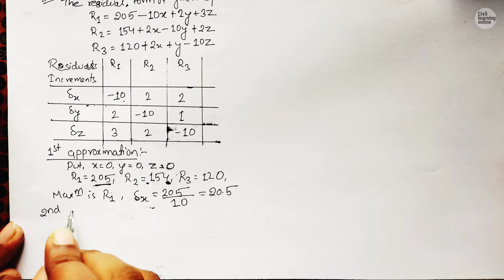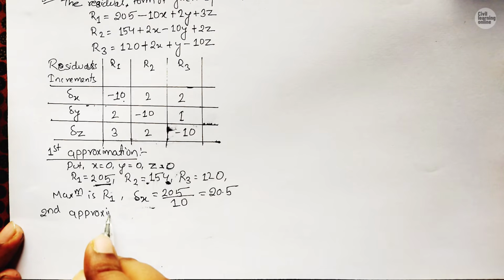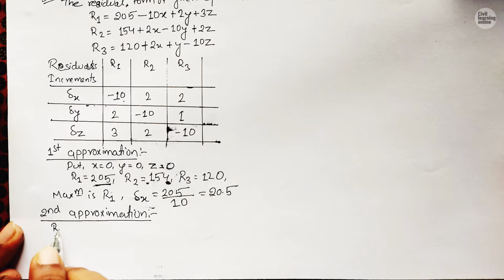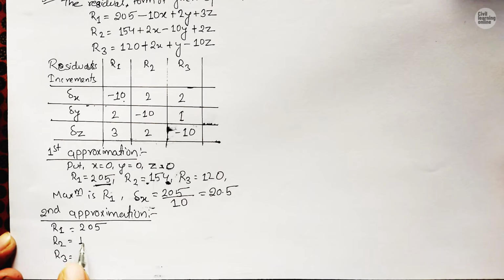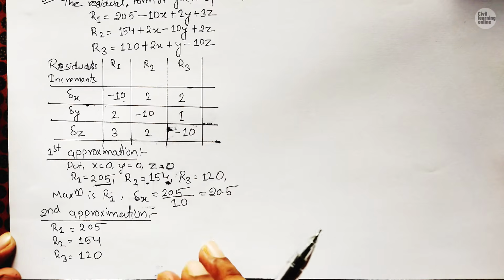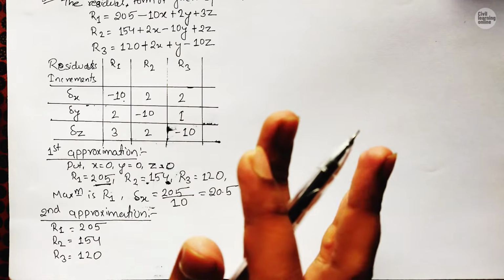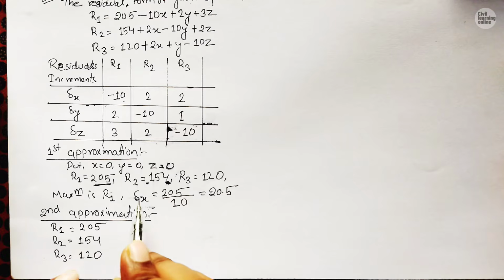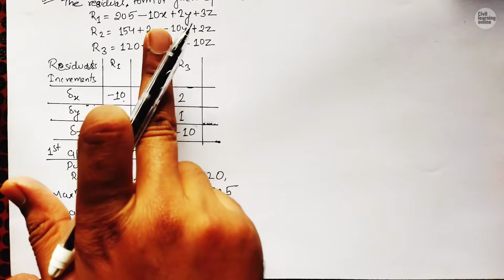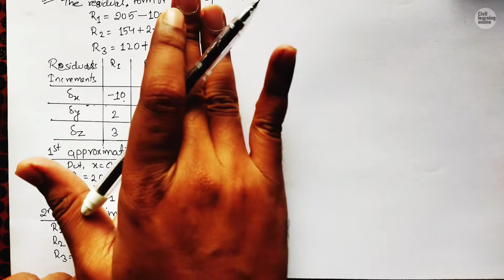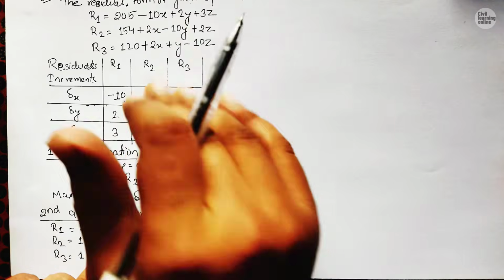So for the second approximation, we will write down r1, r2 and r3, and the values of r1, r2 and r3 are 205, 154 and 120. Now if we have a quick look at our equations, we have an increment in x. So this time we will use the portion which contains x from the residual equation, and we will neglect y and z.